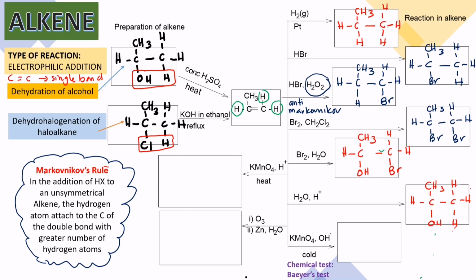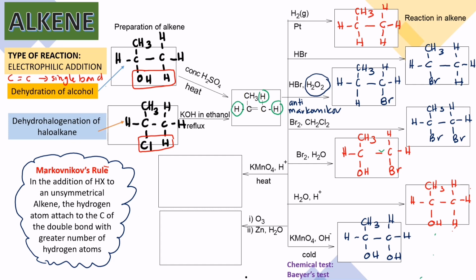And next is KMnO4, OH minus, cold. KMnO4, OH minus, cold is called the Baeyer test, and it can be used as a chemical test. In this reaction, 2OH is added to the carbon-carbon double bond, and the double bond will become a single bond. So we get the product H, C, CH3, C, H, H, and 2OH is added to the carbon-carbon double bond.